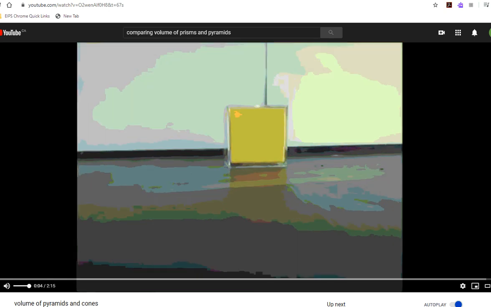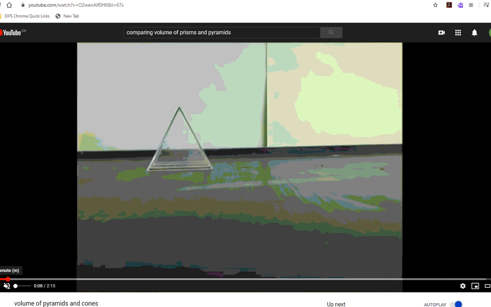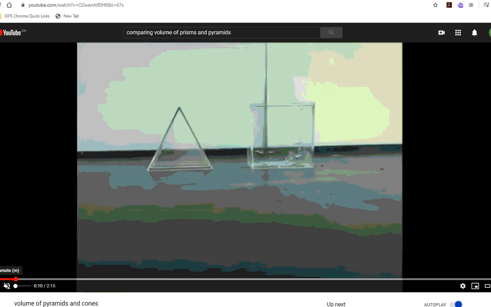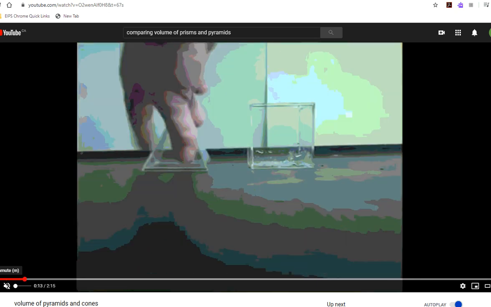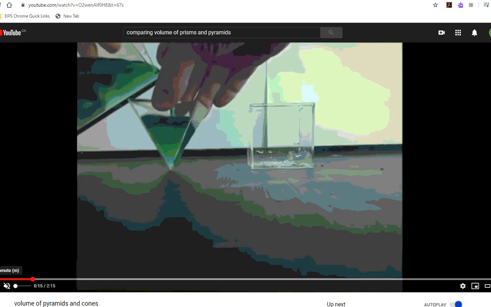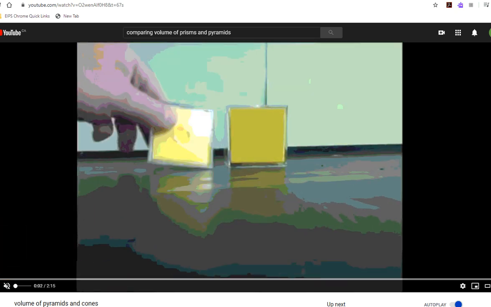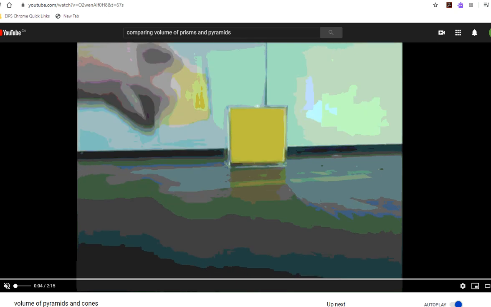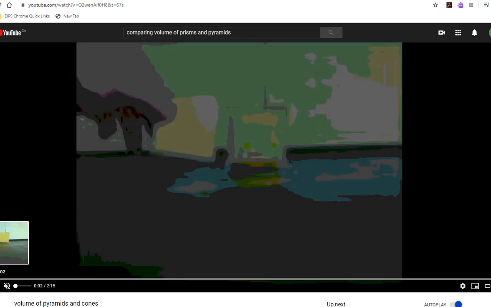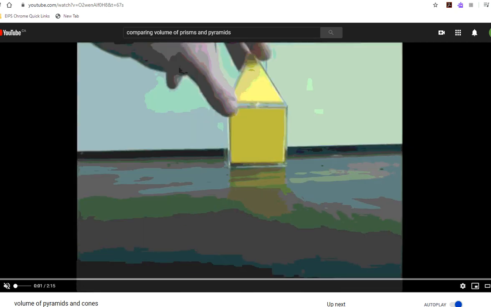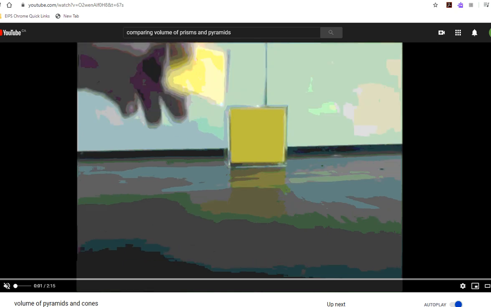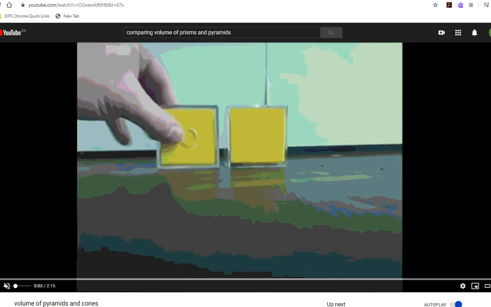We don't really need the music. What you can see when this started is they have that same prism and pyramid. Let me just go back because I missed it at the start. They have the cube and the pyramid, and you see there that they have the exact same bases. They fit right on top of each other, exactly the same. So that's what the drawing showed. Bases are the same.